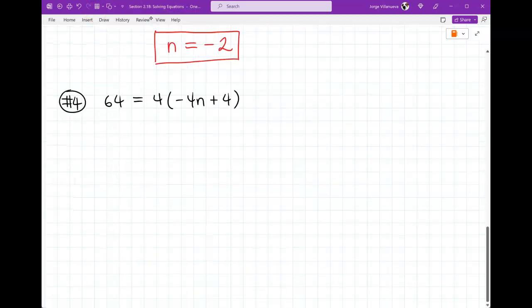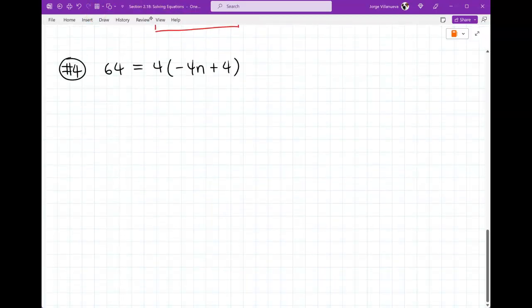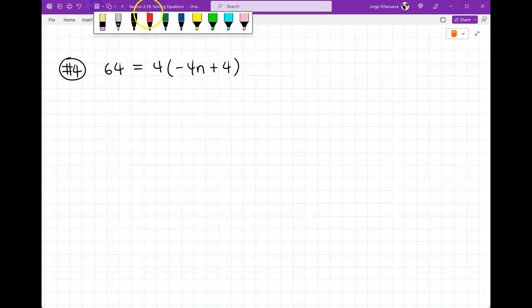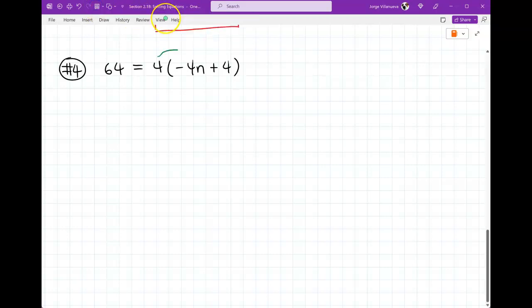So 64 is equal to 4 times the quantity of negative 4n plus 4. So again, they want you to distribute, to continue to distribute and then combine things together. So that's what we're going to do. We're going to distribute on the right side. So let's get this 4 and we're going to distribute it over here.